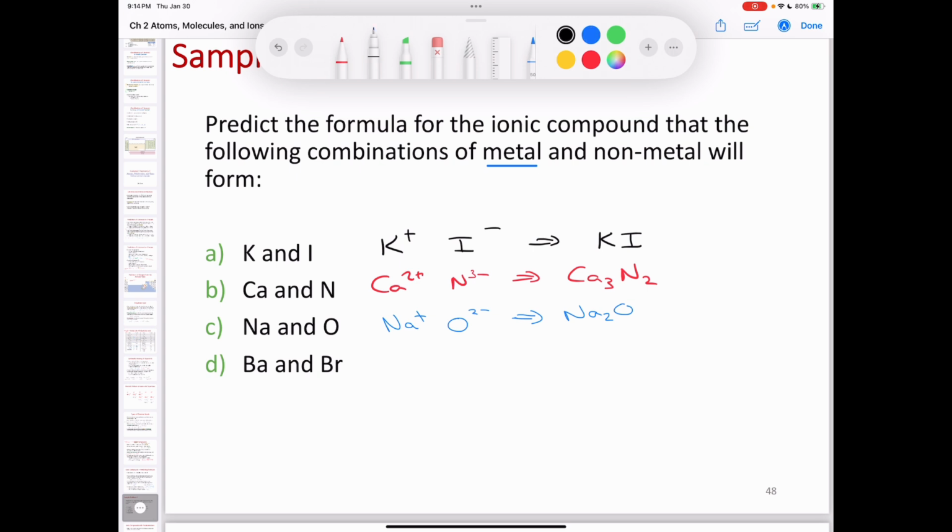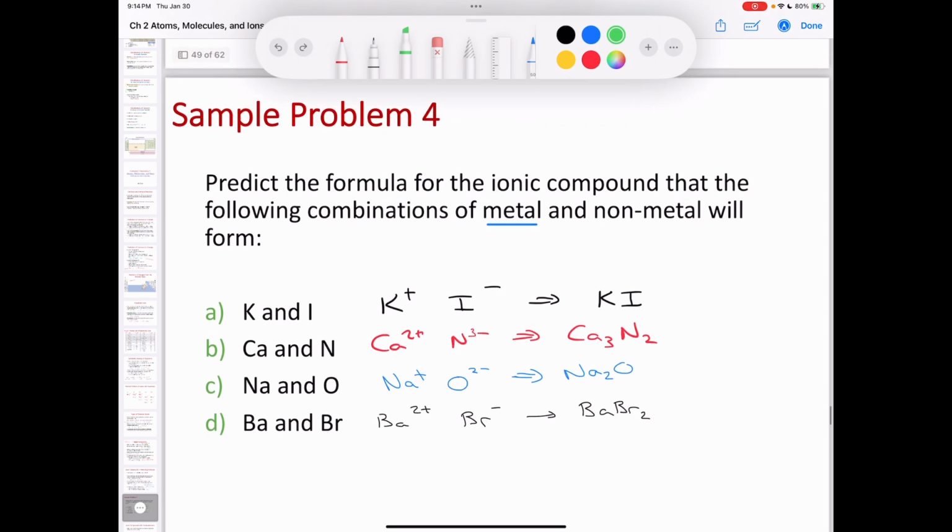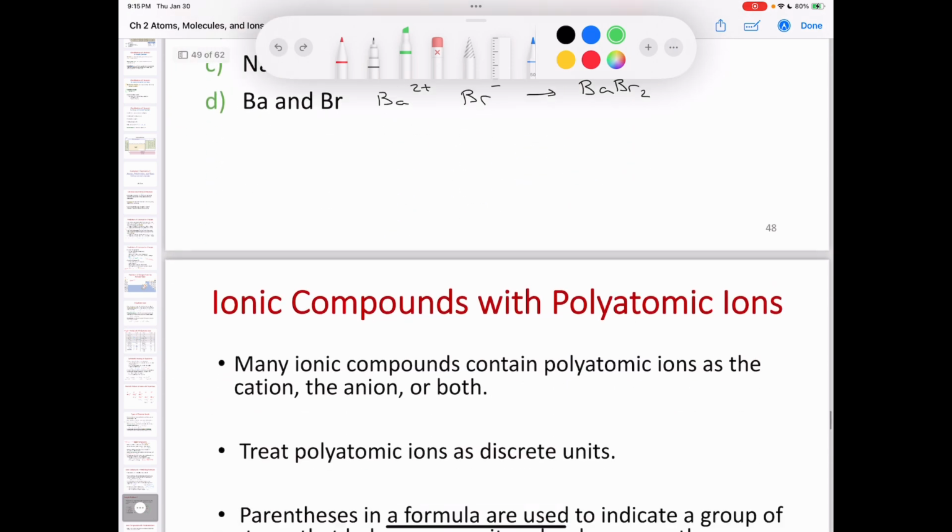And the last one, we've got barium. Barium likes to adopt a 2 plus charge, it's in group 2. Bromine likes to adopt a negative 1 charge, it's in group 17. So we're going to need twice as many bromine, so we have BaBr2, like that. And again, we haven't learned how to name these compounds yet, but you can clearly see that they are all ionic. Why? Because they're comprised of what? A metal and a non-metal. So there you go, a little bit of practice on putting formulas together.